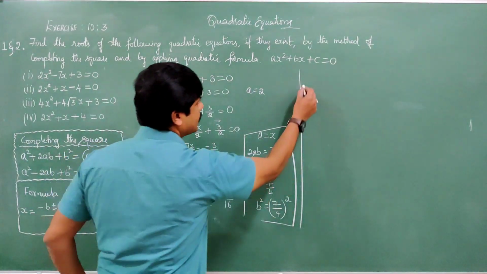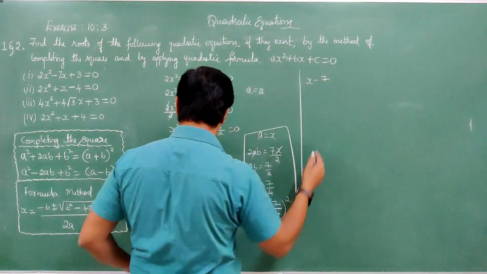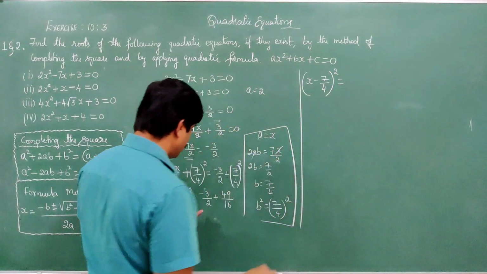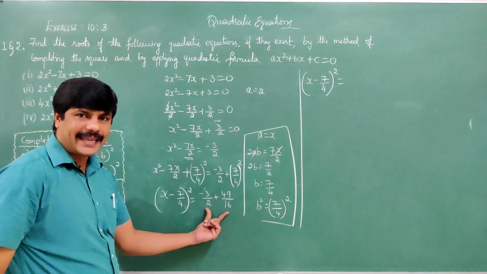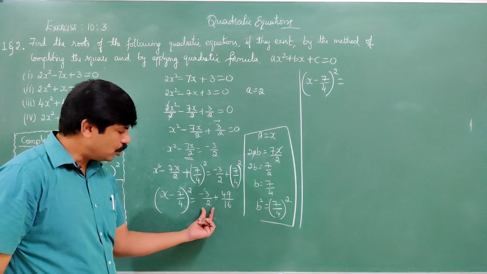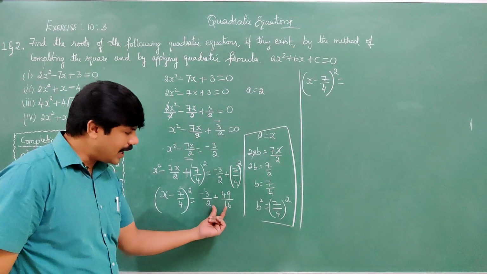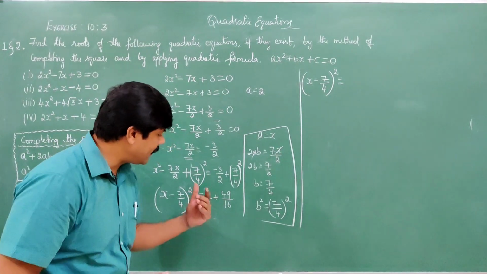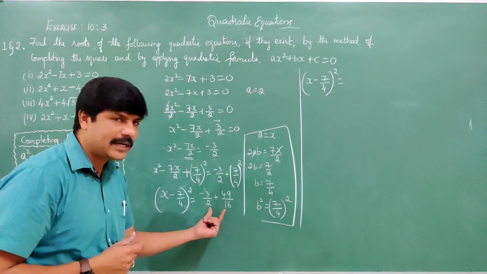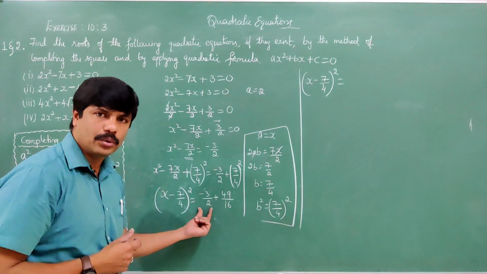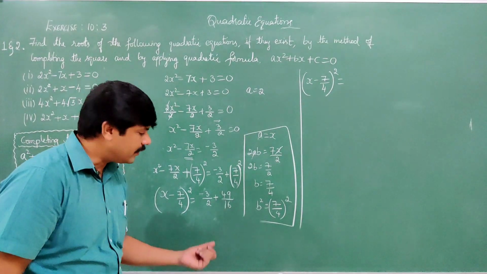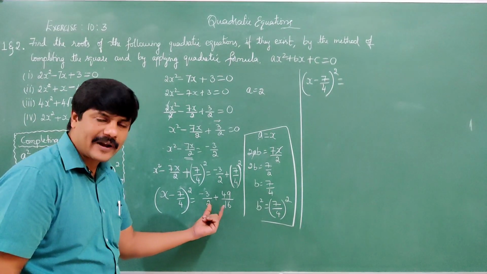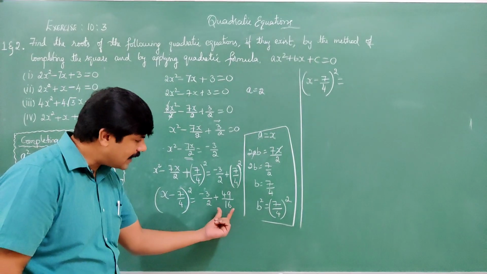Keep as it is. X minus 7 by 4 whole square is equal to, now see here, take the LCM. What is the LCM here? 2 and 16. 2 and 16 are divided by 2. That means 16 is divided by 2, and 2 is also divided by 2. Therefore, which is the bigger term here? 16. 16 is the LCM. Understand? To add this fraction, you should find the LCM, and the LCM is 16 here.